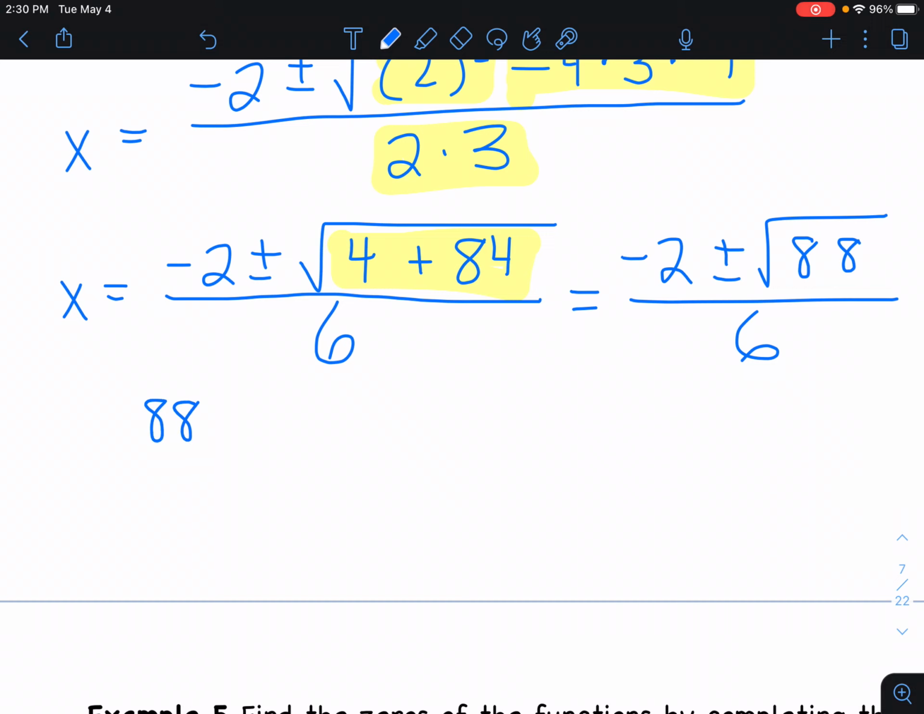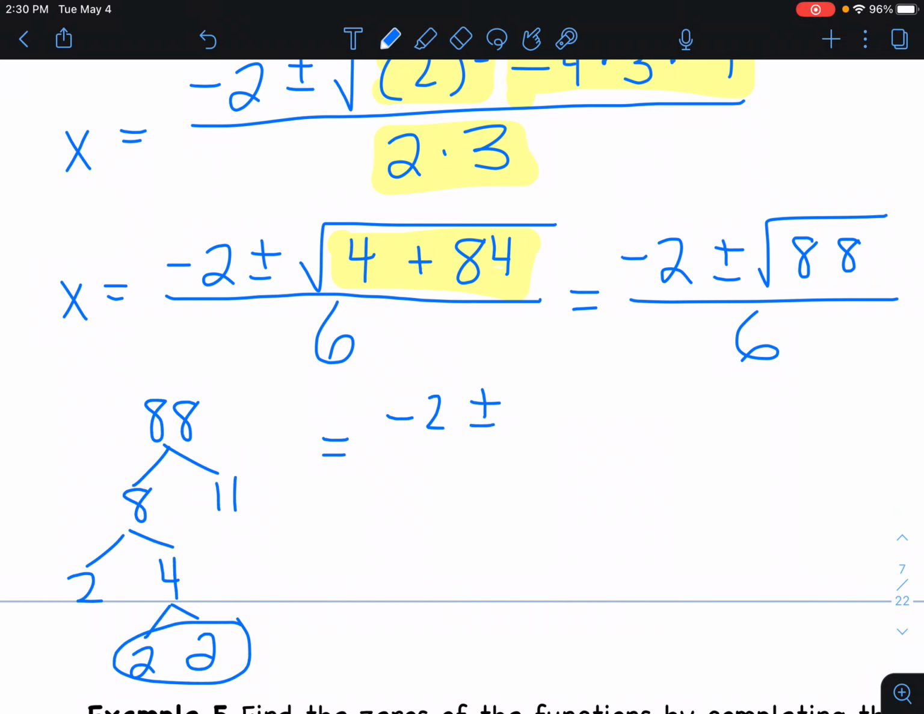Let's see if we can get our 2 of a kinds. So 88 can break down as 8 times 11. 8 can break down as 2 times 4. And 4 can break down as 2 times 2. So we do have a 2 of a kind of 2's that can come outside of the radical. This 2 and this 11 must be put back in the radical and remultiplied to get 22.